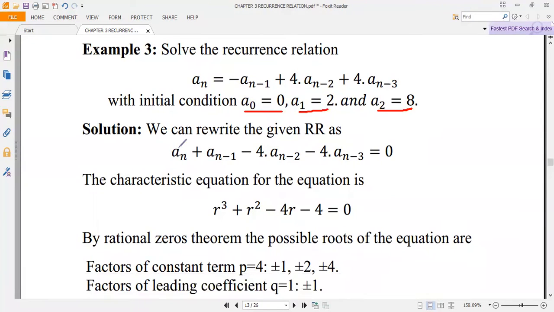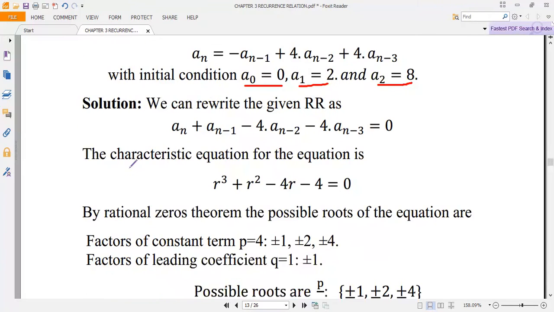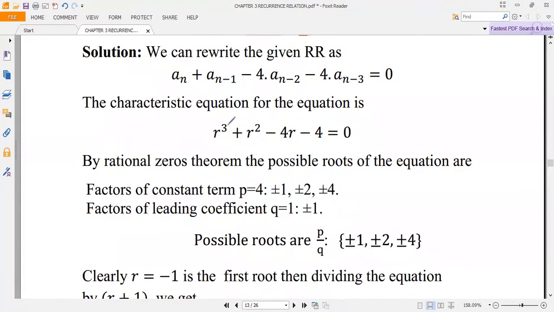So we can rewrite this equation in this form: a_n minus a_{n-1} minus 4a_{n-2} minus 4a_{n-3} is equal to 0. Then the characteristic equation of this recurrence relation is r cubed plus r squared minus 4r minus 4, which is equal to 0. By applying the rational zeros theorem, the possible roots of the equation are the factors of the constant term over the factors of the leading term of this polynomial.